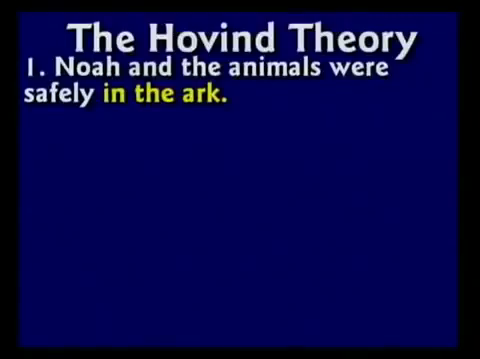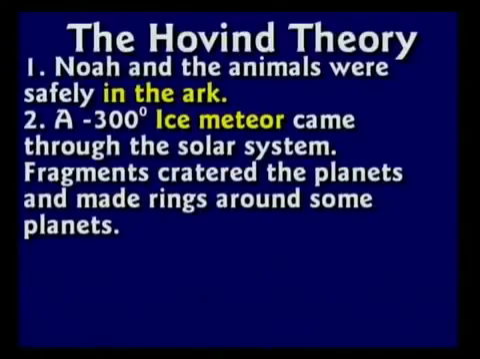Number 1, I think Noah and the animals got safely into the ark. God shut the door. Number 2, a 300-degree below zero ice meteor, in space is full of ice comets, came flying through the solar system and began to break apart. As it broke apart, some of the fragments got caught and became the rings around other planets. Saturn, Uranus, and Neptune have rings around them, ice rings. We'll get into that in a minute. And some of the fragments hit the planets and caused craters like the moon, and some of the fragments hit the Earth and landed on the North and South Pole, freezing the mammoths.